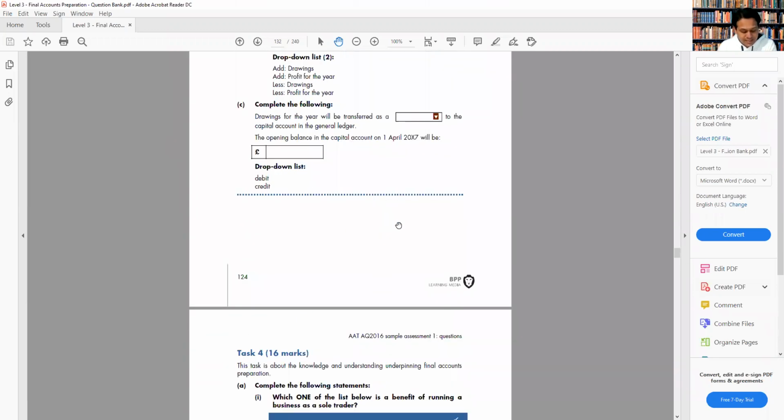Okay, the next section is asking, complete the following. Drawings for the year will be transferred as a debit or credit to the capital account in the general ledger. Drawings, remember, always reduce your capital. Drawings means if you take anything from the business for your personal use, that always reduces your capital. So capital is normally credit. If you want to reduce the capital, you make the capital debit. So you're writing on the debit side. So drawings will always be debit on the capital section.